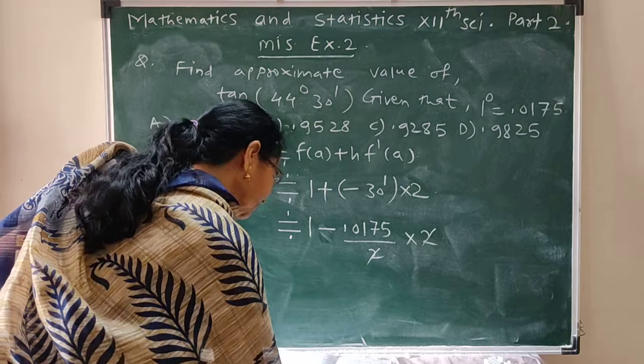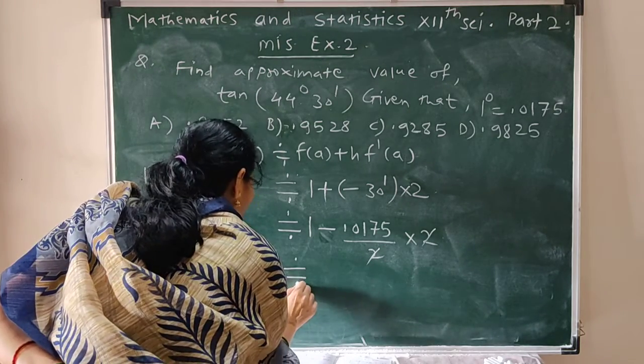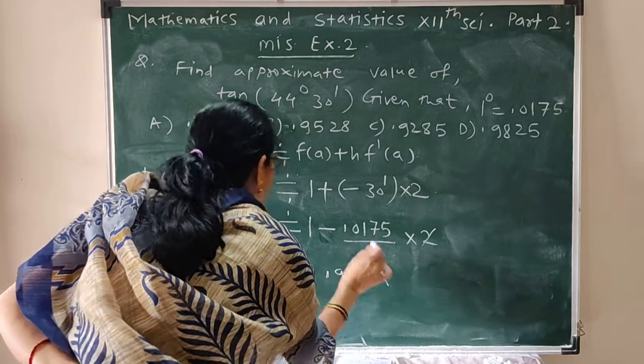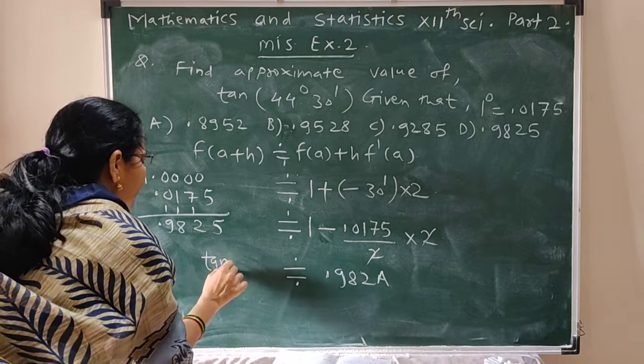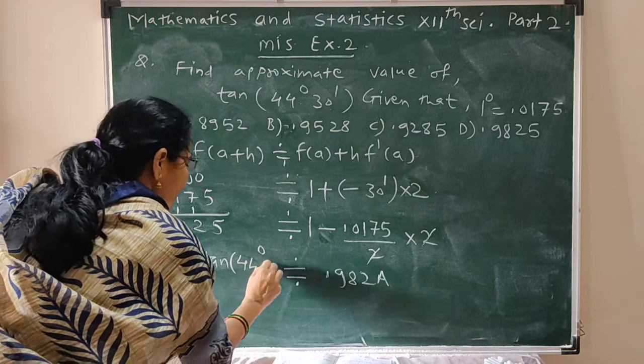0.9825. This is the answer. 0.9825 is the approximate value. That means tan of 44 degrees 30 minutes.